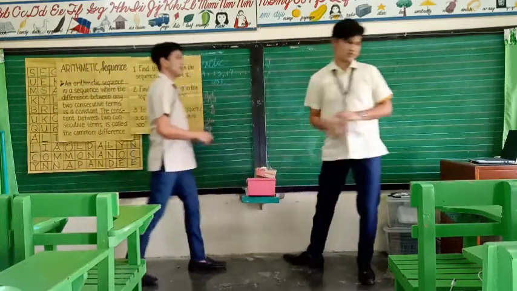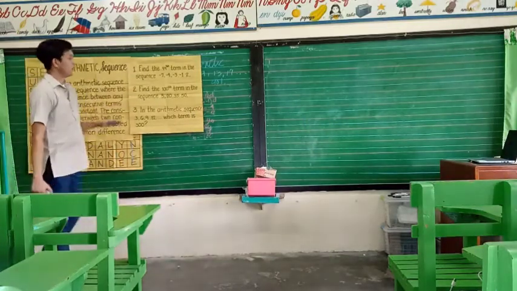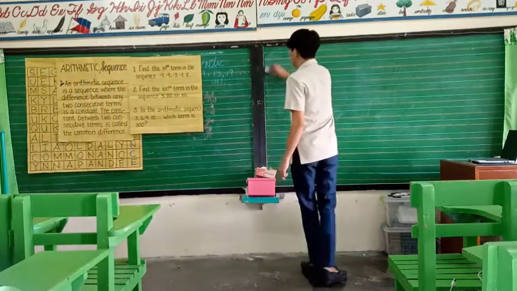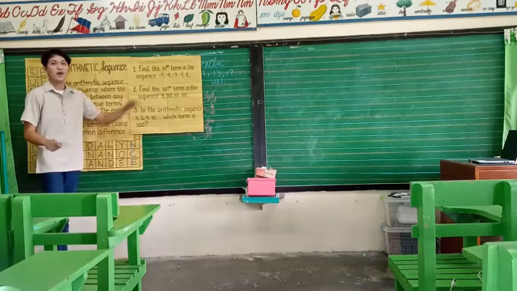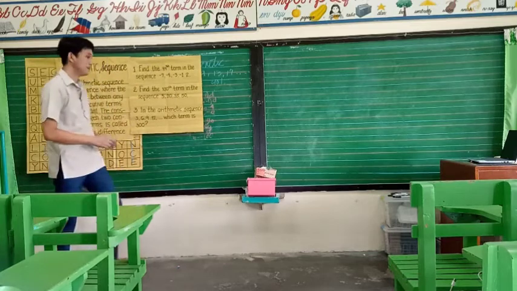I'll call you again, Mr. Rigor, in another example. So, number 2, find the 100th term in the sequence 5, 20, 35, 50, and so on. Who wants to volunteer? Yes, Miss Lovely.